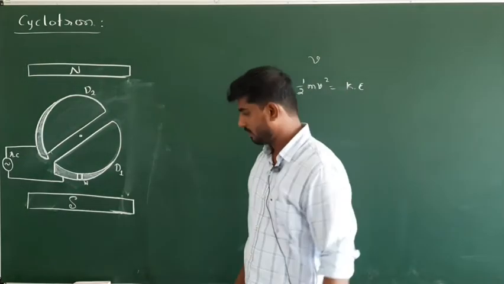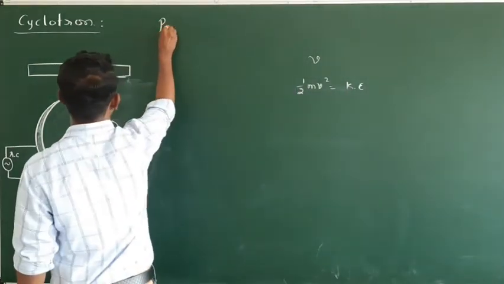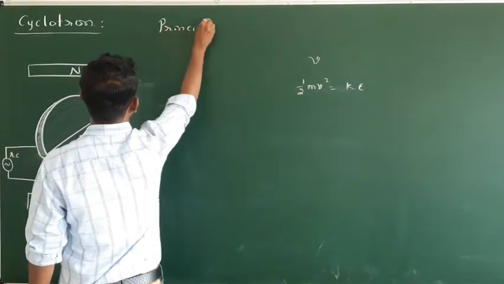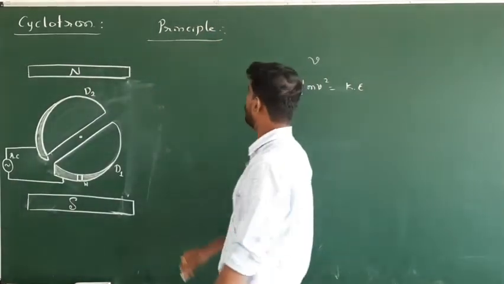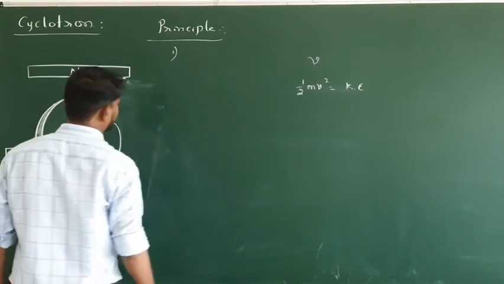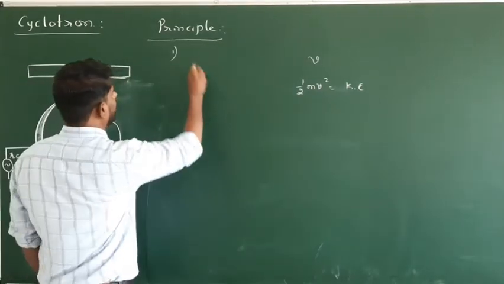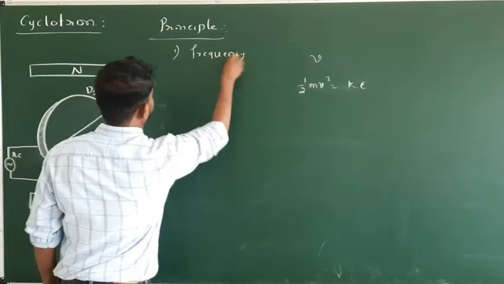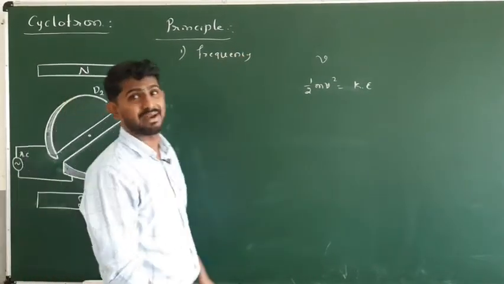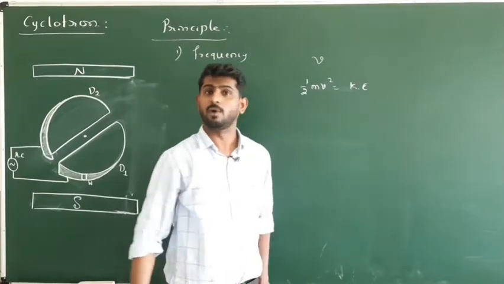Okay, so then on what principle does the cyclotron work? On what principle does the cyclotron work? So there are 2 points. The first one, the frequency of revolution of a charged particle is independent of velocity.